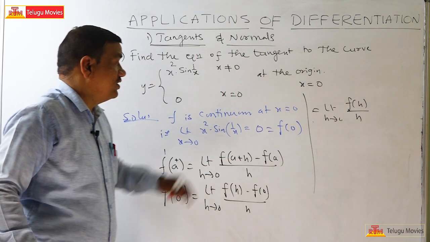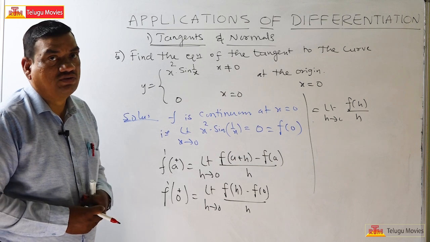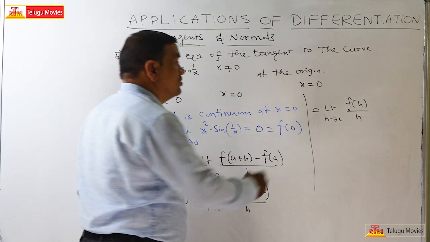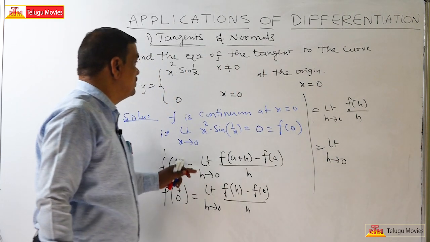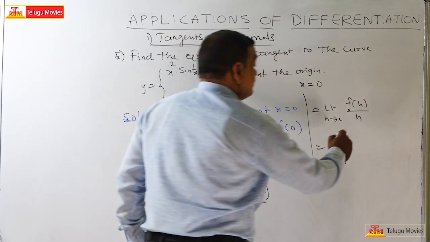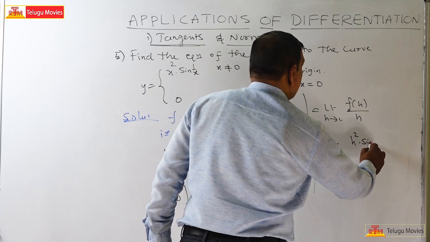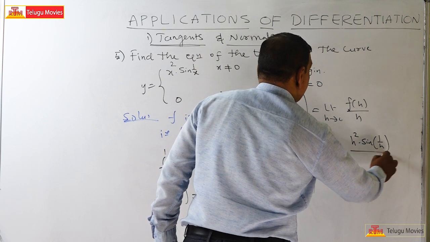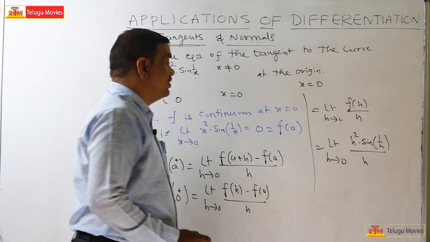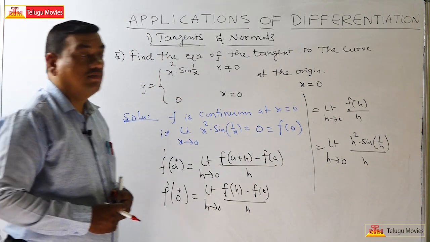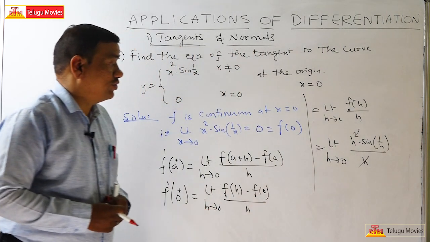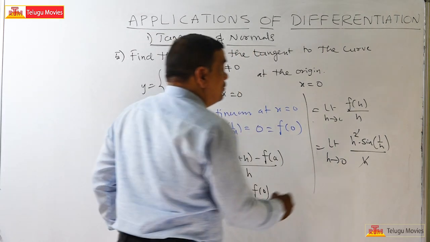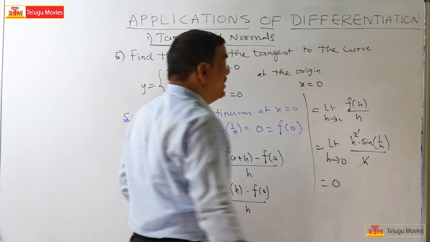F of 0 value is 0. Why? Because it is a continuous function. Okay, now, right. So this implies limit h tends to 0. F of h means how much? H square into sine of 1 by h, by h. So one h you can cancel as h approaches 0. So this value is equal to 0.